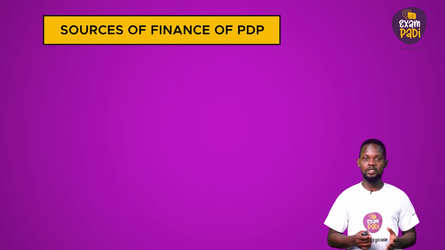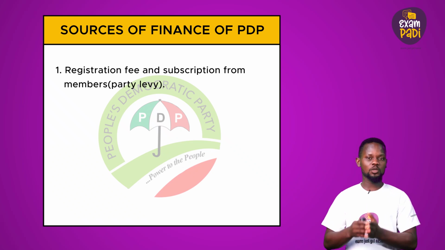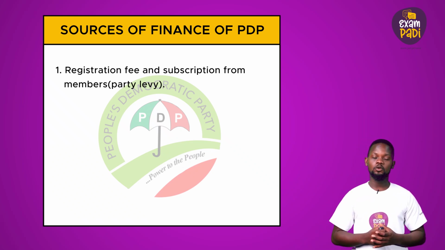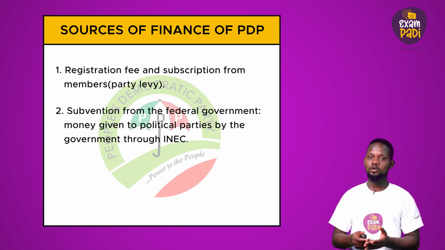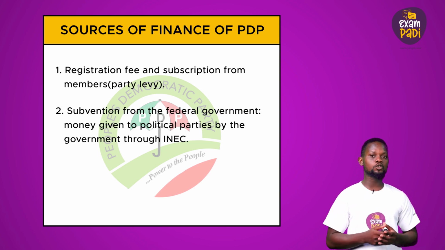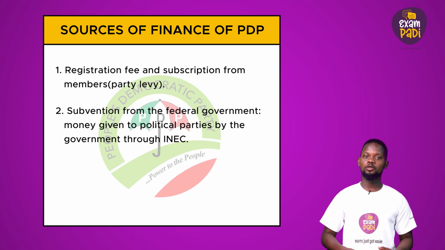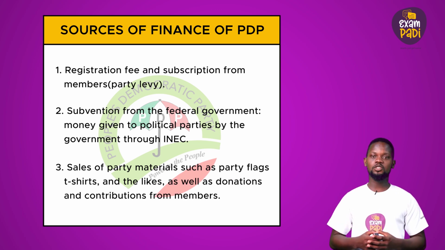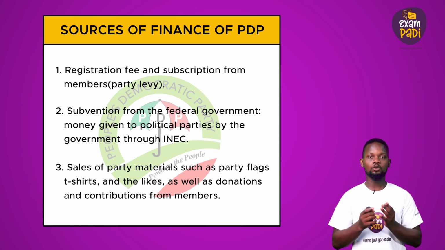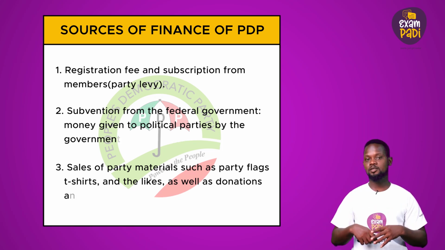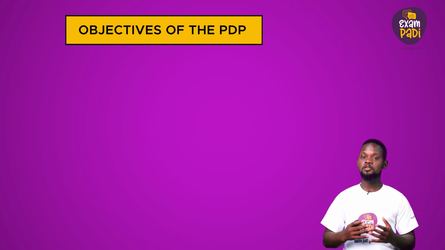The PDP is financed in the following ways. Number 1, registration fee and subscription from members, known as party levy. Number 2, subvention from the federal government, that is, money given to political parties by the government through INEC. Number 3, sales of party materials such as party flags, t-shirts, and the likes, as well as donations and contributions from members.